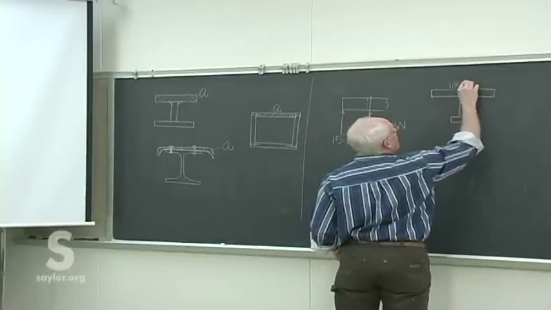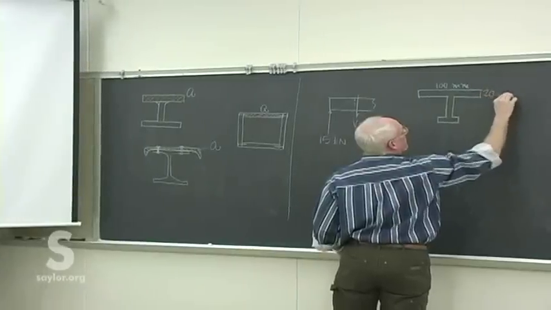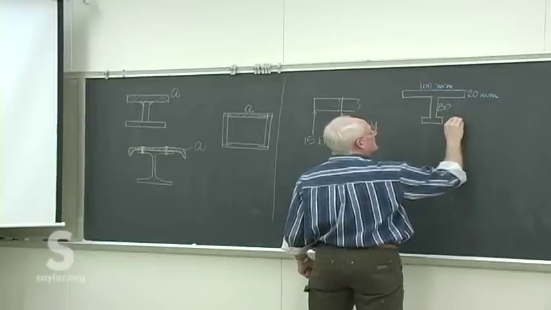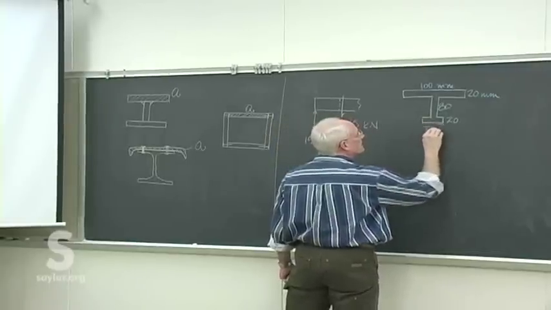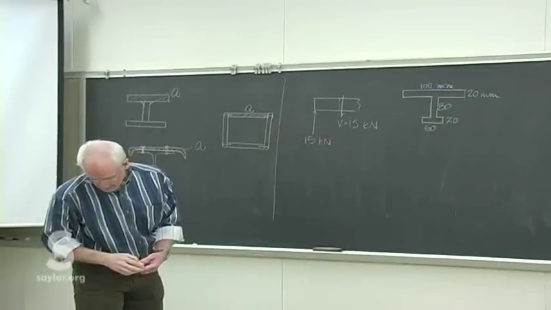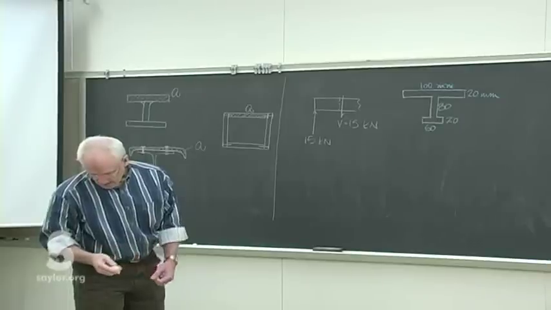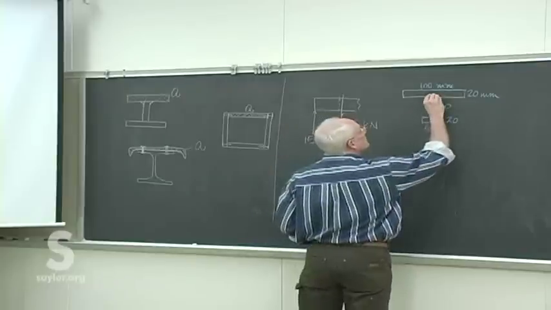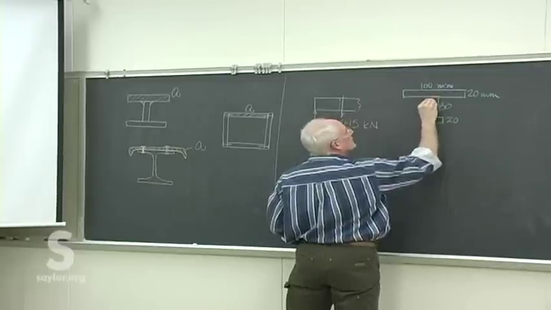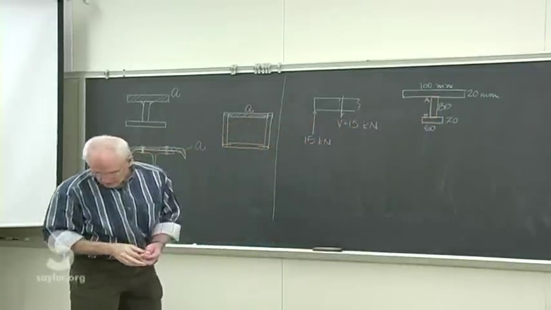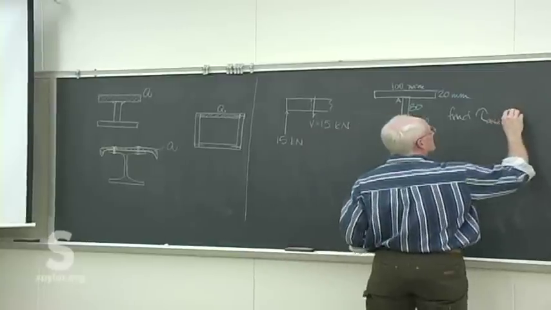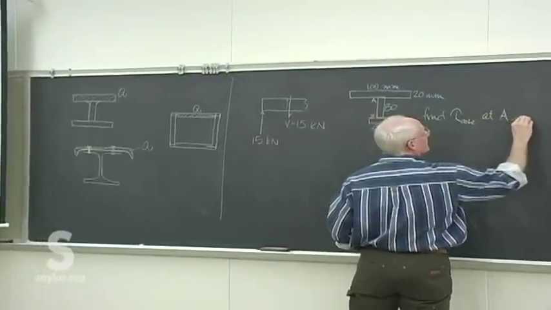100 millimeters. Millimeters there. 80 down the web. 20 on that little bottom flange. And 60 across the bottom of the T. Two places. We want to find the shear there and there. So we'll call those two places A and B. Find the shear, the average shear stress. And that's that delta H thing we've been looking for at A and B.